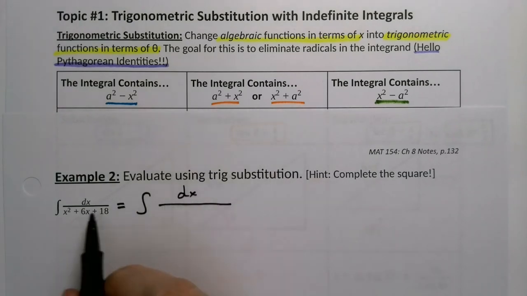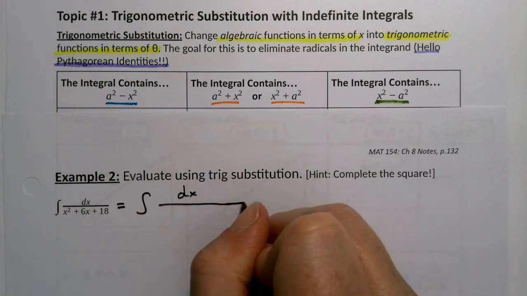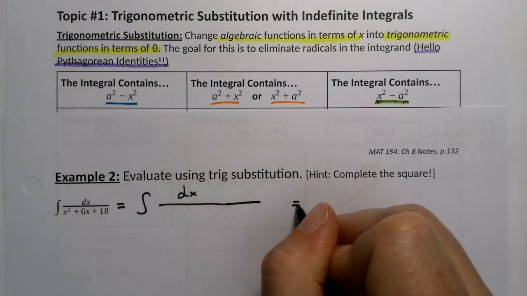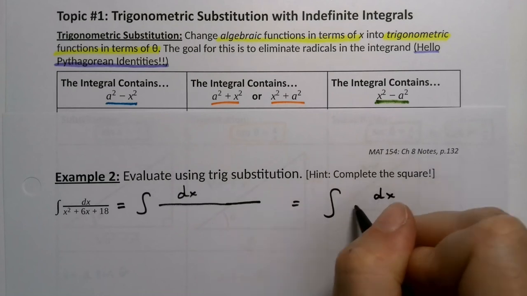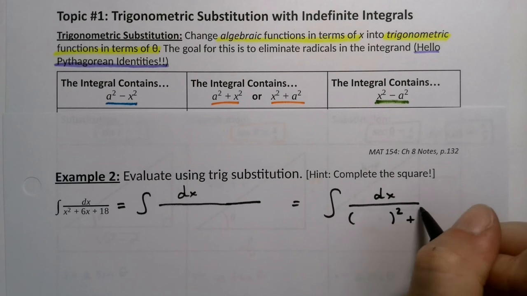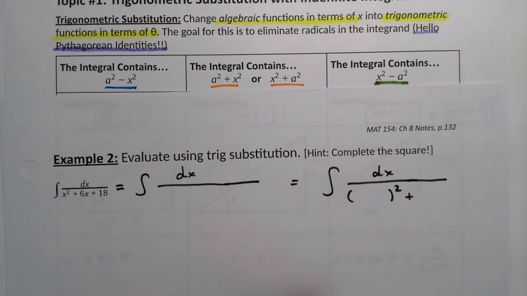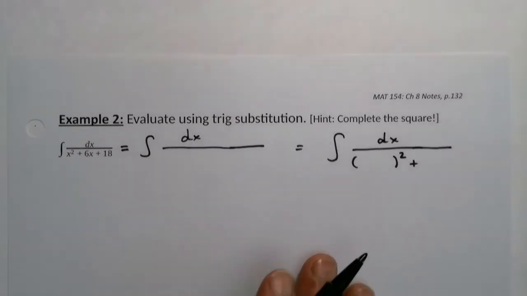Let's think about this. I have a trinomial. If only I could turn that trinomial, hint, hint, hint, into a perfect square. I'm going to complete the square. That's what I'm going to do. All right, so we're going to complete the square.